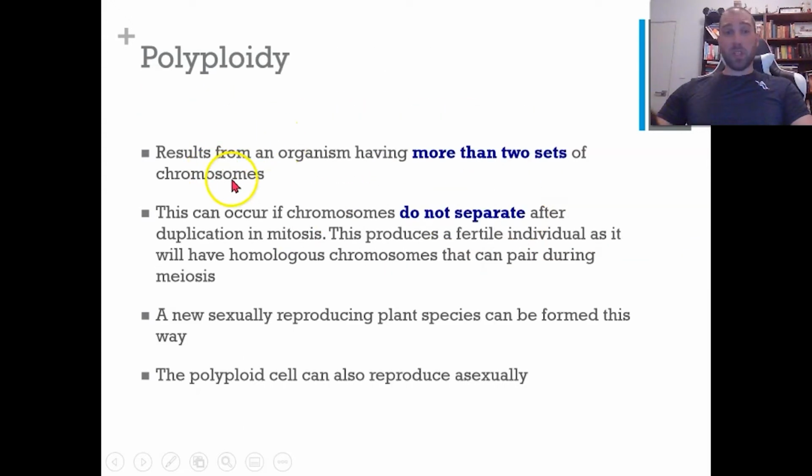So let's talk about polyploidy for a second. So it results from an organism having more than 2 sets of chromosomes. This can occur if chromosomes don't separate after duplication in mitosis, and that can produce a fertile individual as it will still have homologous chromosomes that can pair during meiosis. A new sexually reproducing plant species can be formed this way. The polyploid cell can also reproduce asexually, which is good fun.